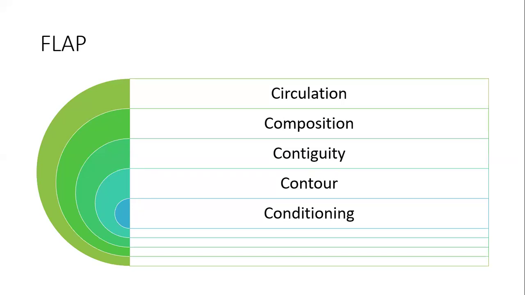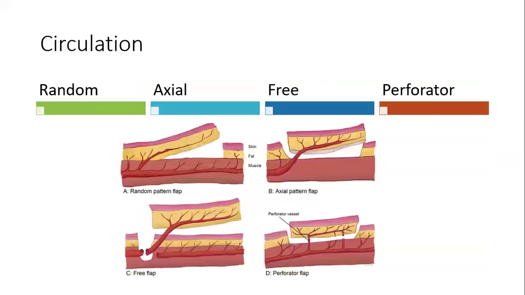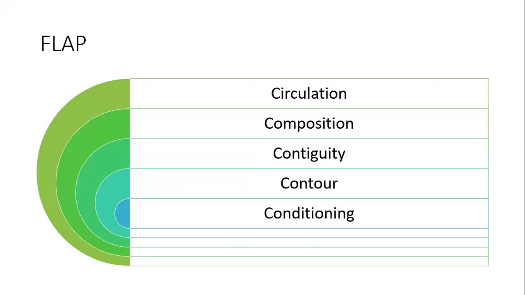So flaps are usually classified based on 5 C's, that is circulation, composition, continuity, contour, and conditioning. Based on circulation, they are divided broadly into random and axial. Describe all those C's in short, in one sentence. Circulation would be based on the blood supply. Composition would be what are the contents of the flap.